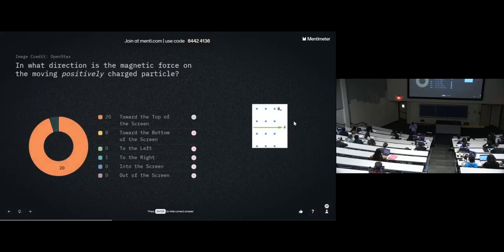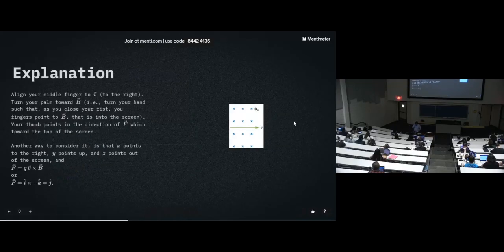The correct answer is towards the top of the screen here. Yes. You get the top of the screen following this explanation. Align your middle finger to V, so to the right. Turn your palm towards B. That would be into the board. You would get a force going to the top of the screen.